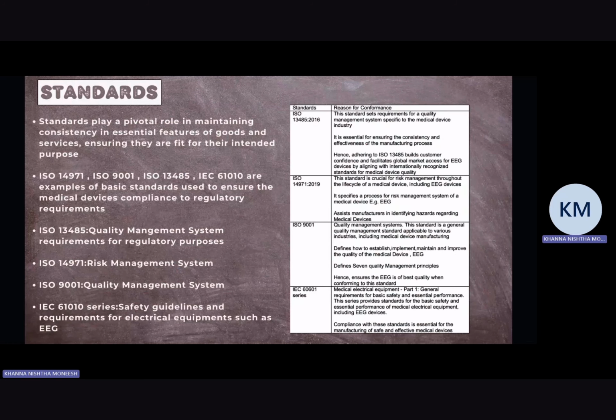Standards play a pivotal role in maintaining consistency in essential features of goods and services, ensuring they are fit for their intended purpose. ISO 14971, 9001, 13485, and the IEC 61010 series are examples of basic standards used to ensure the medical device's compliance to regulatory requirements.